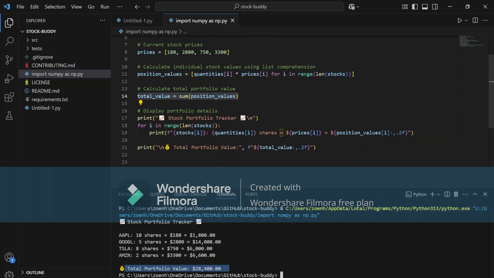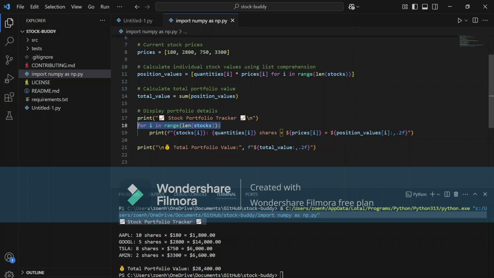So now we want to display this information. First we're going to print our stock portfolio tracker. This just indicates in the terminal what this is. You can see that right here. This is going to loop through each index right here, and it's going to print a formatted summary showing stock symbol, quantity, price, and total value.